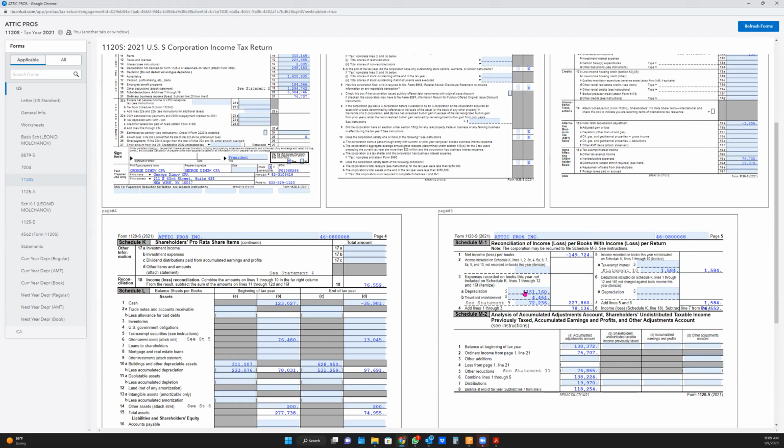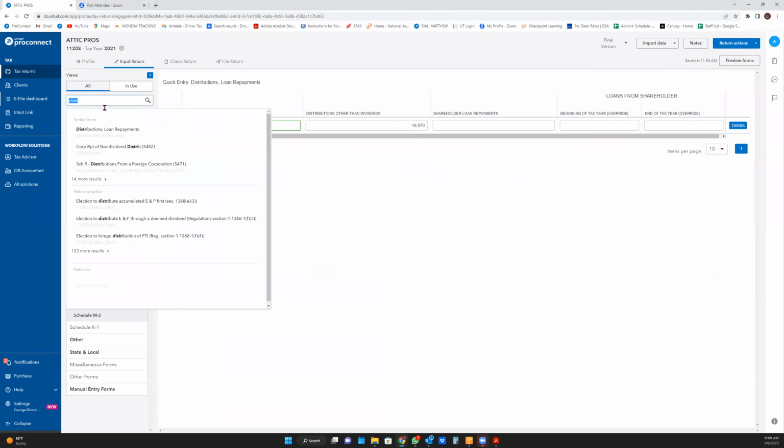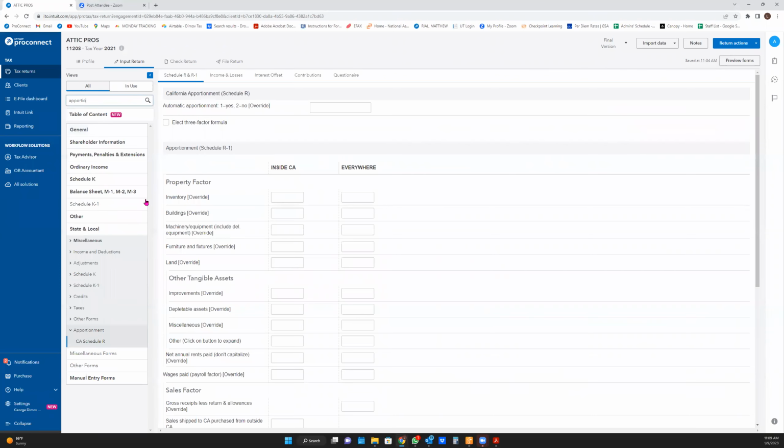So that's that. Oh, and of course, apportionment. I wanted to chat with you about apportionment. So it's going to be all the way under state and local. And for example, for California, it's Schedule R. Okay. So this is where you would actually tell it if you want to elect a three-factor formula. For California specifically, it is for agricultural companies, including farming activities, all kinds of breeding, nurseries, and all kinds of other things.